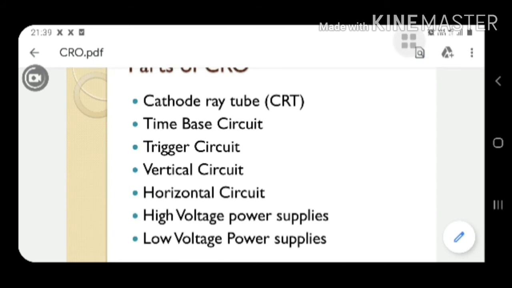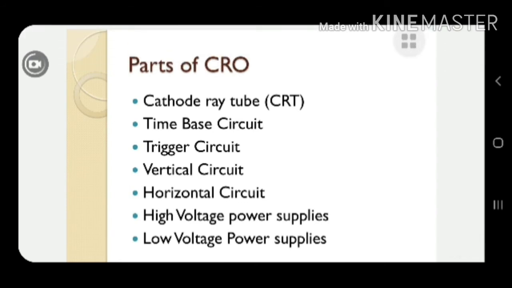So the basic function of a cathode ray tube is to produce the display on the screen by making use of an electron beam, and then that electron beam is controlled and deflected by making use of either the electric field or the magnetic field.